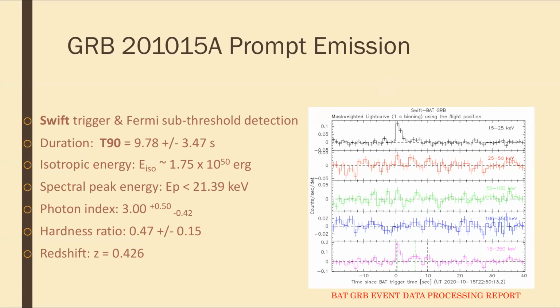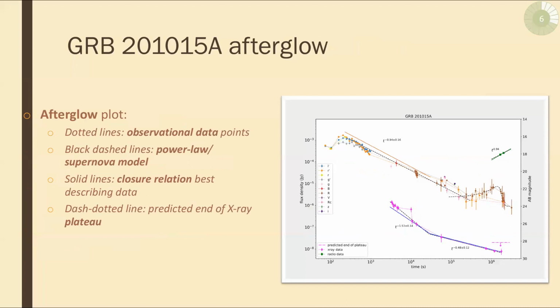So we've looked at the isotropic energy and spectral peak energy to try and test it with the Amati relation, and then also the hardness and other methods. The other thing that helps us understand it is the counterparts that I mentioned before, such as the supernova and kilonova. And we do see a supernova here, so we know that it's a long GRB.